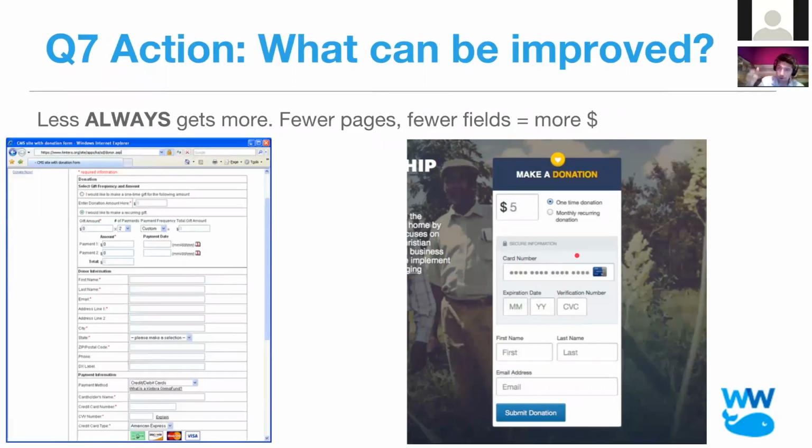This page follows the fundamental rule that less always gets more with regard to form fields: just ask what is critical. If at this point you're asking for anything that is not critical to conversion, you're losing people, and you might be losing a staggering amount. Every extra form field can technically lose you another 10% of the overall business.